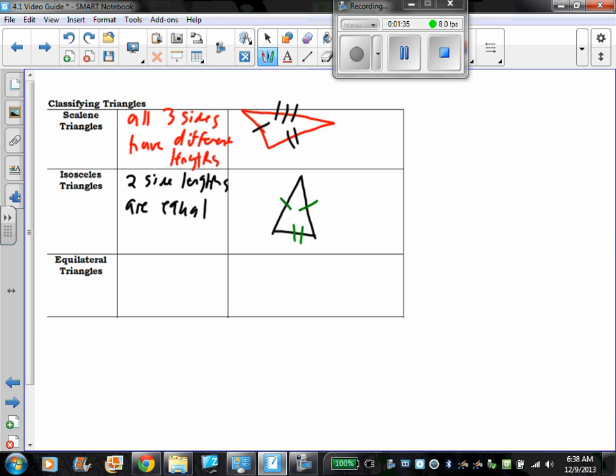And finally, equilateral triangle, all three sides are the same length. So these triangles all are similar to each other. They all have 60-degree angles and all their sides are the same length, which we can indicate by putting the same number of marks on each side. So that's how we classify triangles by side length.